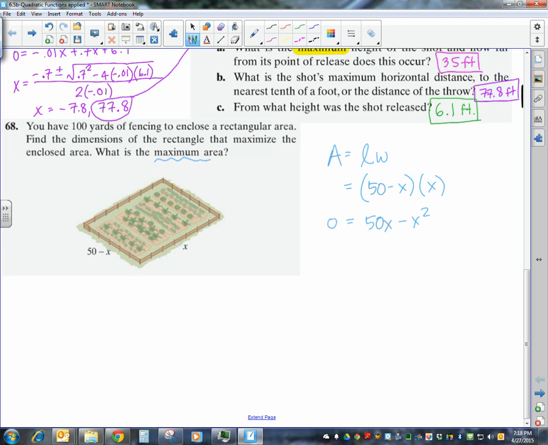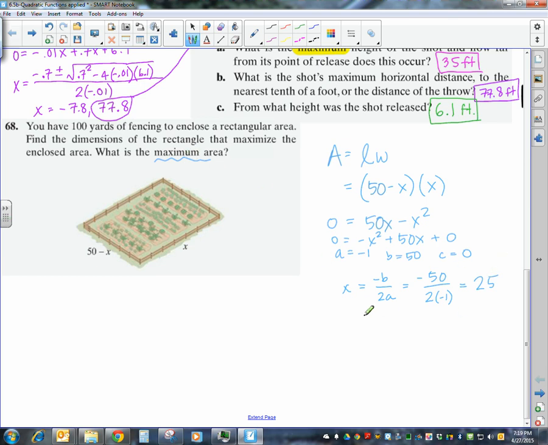A is equal to, I have to set that equal to 0 and maximize. So A equals my x squared. Maybe I should rewrite this. 0 equals negative x squared plus 50x plus 0. So a is equal to negative 1, b is equal to 50, and c is equal to 0. So when I plug that in, I need the x-coordinate of my vertex, which is negative b over 2a, and negative 50 over 2 times negative 1 gives me 25.